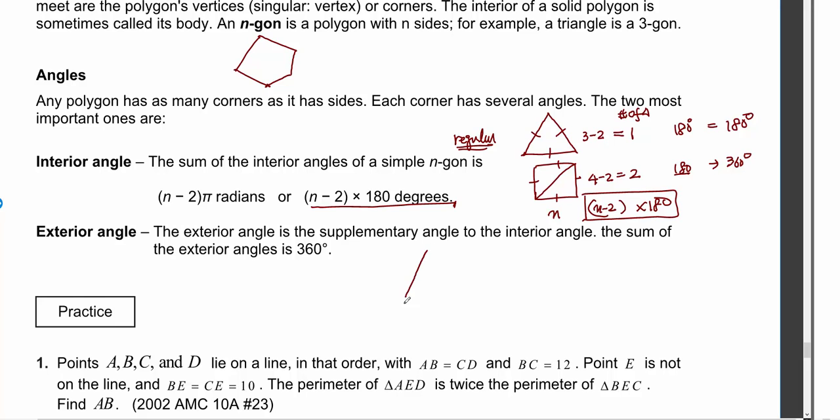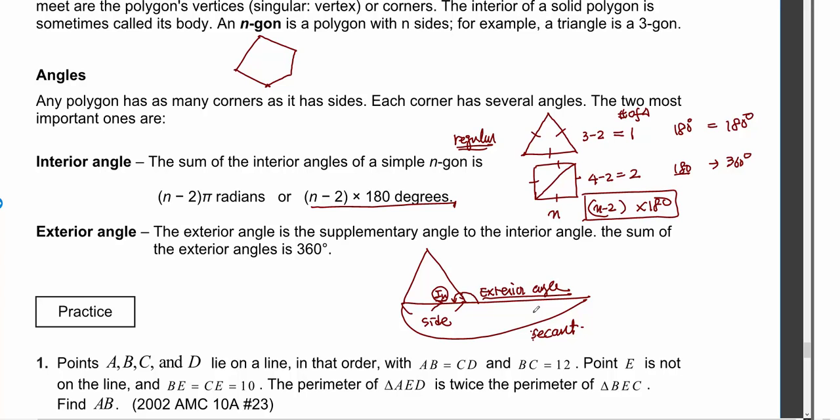Another one is the exterior angles. How do you define the exterior angle? When you extend one of the sides, any side is okay, this extended side is called a secant. This angle is the exterior angle. The other side is the interior angle. So the interior angle and exterior angle are always supplementary.